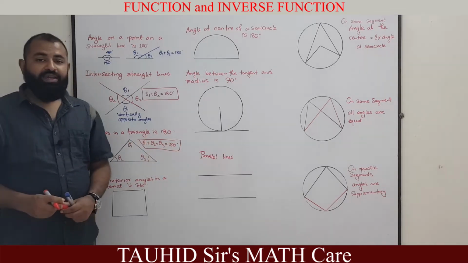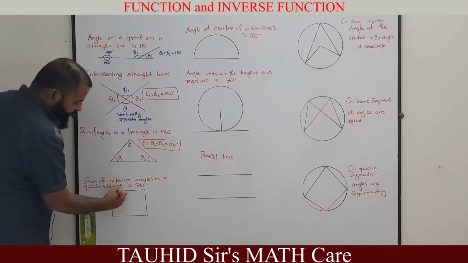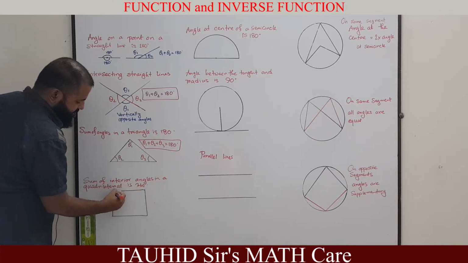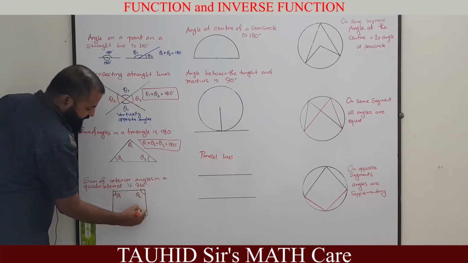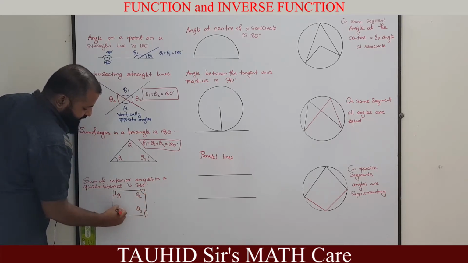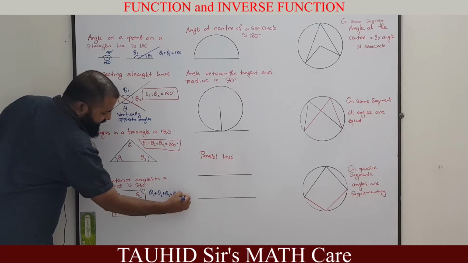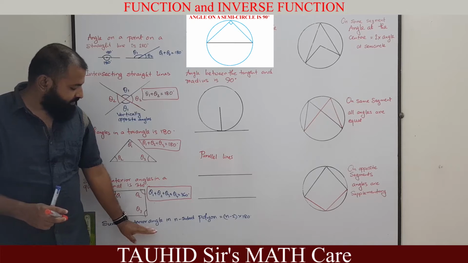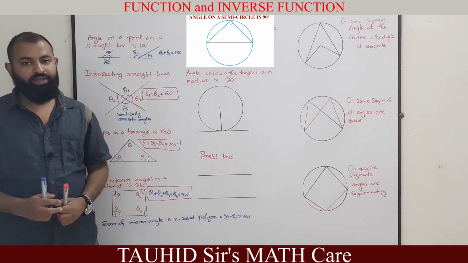And what about inside a quadrilateral? In any shape of quadrilateral, the sum of interior angles is always 360 degrees. If this angle is theta 1, this is theta 2, this is theta 3 and this angle is theta 4, the sum of them, theta 1 plus theta 2 plus theta 3 plus theta 4, equals 360 degrees. And the sum of the interior angles in an n-sided polygon is always n minus 2 times 180 degrees.